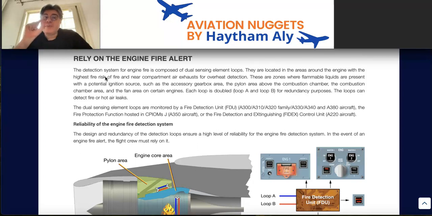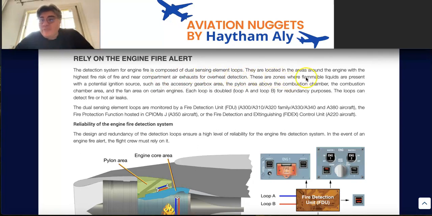So if we suffer from any flammable fluid leak in that area, the flammable fluid may auto-ignite. Oil may auto-ignite. Fuel may auto-ignite. And the hydraulic fluid may auto-ignite in that sensitive area. So the manufacturer locates its detector loops in that sensitive area. So dual sensing element loops are located in the area around the engine with the highest risk of fire and the near compartment air exhaust for overheat detection.